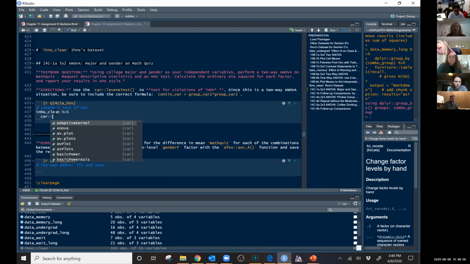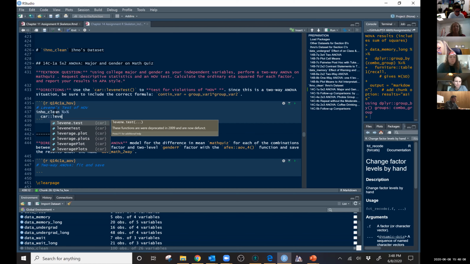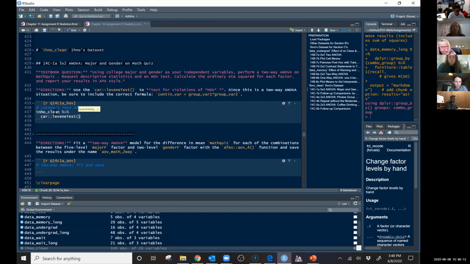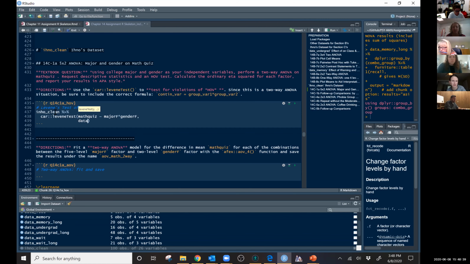Type it into car Levene test, Levene capital T test. And now we put our formula. The first thing that goes in our formula is our continuous interval ratio dependent variable, math quiz. And then we tilde away, and we usually put the 1 variable that we're doing grouping by. Here we're doing 2 variables allowing an interaction. So what do we want between our 2 variable names? Asterisk. So major F, asterisk, gender F. And then we have to do data equals dot.